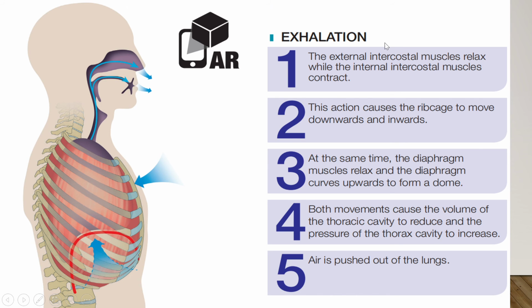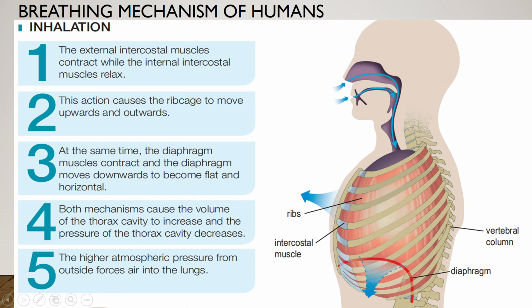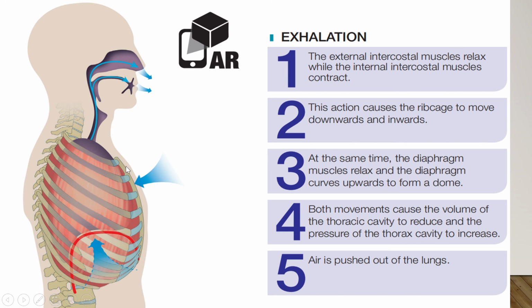Then during exhalation, what happens? External intercostal muscles relax while the internal intercostal muscles contract. If you master these steps, this one is just the opposite. Just now it was moving outward and upward, but now the rib cage is moving downwards and inwards. The diaphragm relaxes, so it curves up, forming a dome. Both these movements cause the volume in the thoracic cavity to reduce.